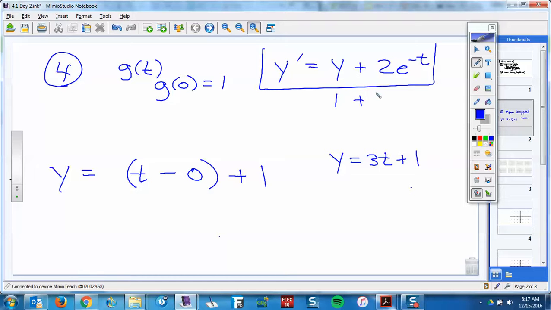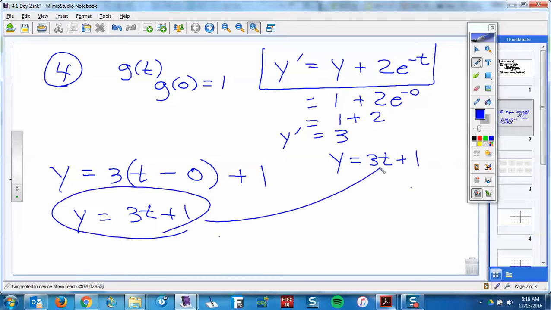So you have y plus 2e to the negative 0, right? Like that. And that's going to equal 1 plus, e to the 0 is 1, 1 plus 2, which is going to equal 3, right? So y prime equals 3, so now I can put a 3 there, so I get y equals 3t plus 1. Sure enough, it's almost like that T-chart problem, right? Okay, I just showed that the equation of the tangent line is 3t plus 1. So on 5, when they say find the equation of the tangent line, just do that.